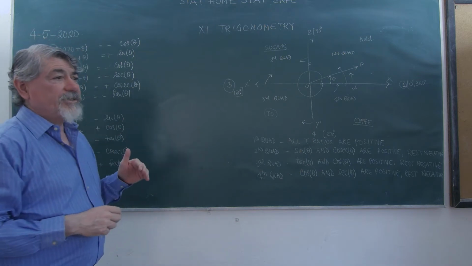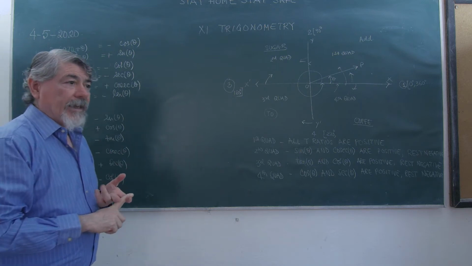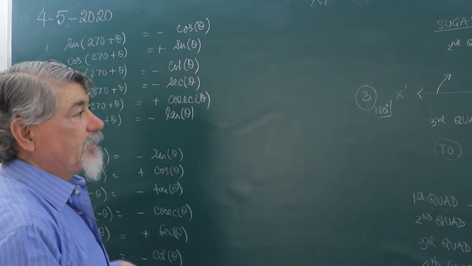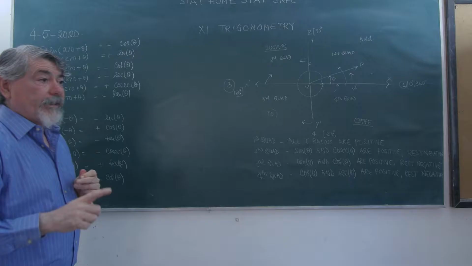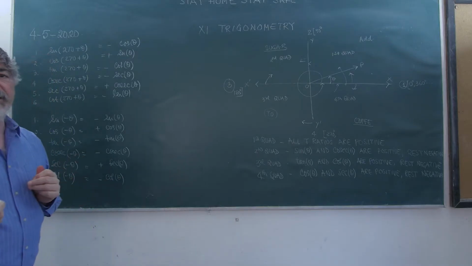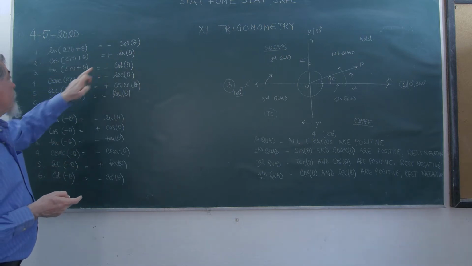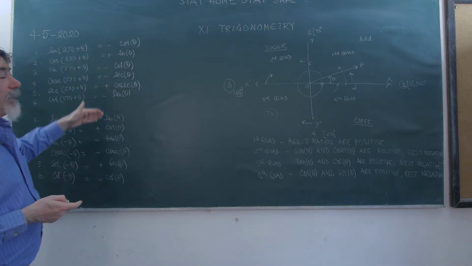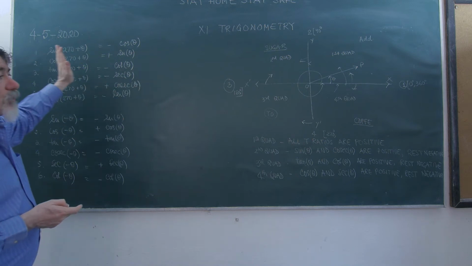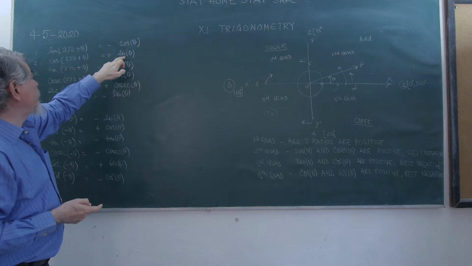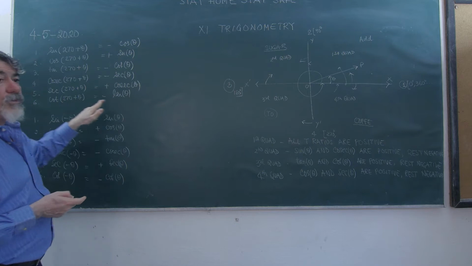And the sign came according to which quadrant the angle was falling. Like 270 plus theta was falling in the fourth quadrant. And in the fourth quadrant, we know that cos and sec are positive, the rest are negative. So in front of cos I have put plus, in front of sec I have put plus, and the rest are negative. And because they are odd multiples of 90, sine will change to cos, cos to sine, tan to cot, cosec to sec, sec to cosec, and cot to tan.